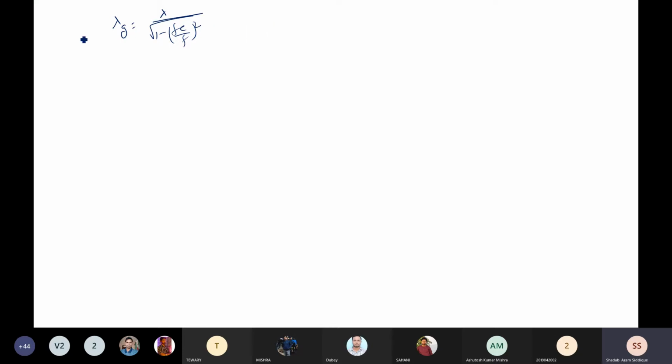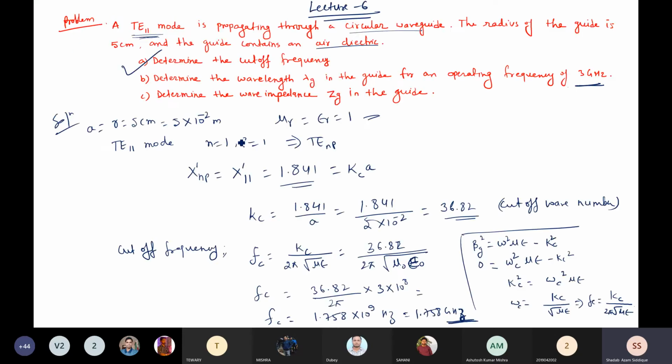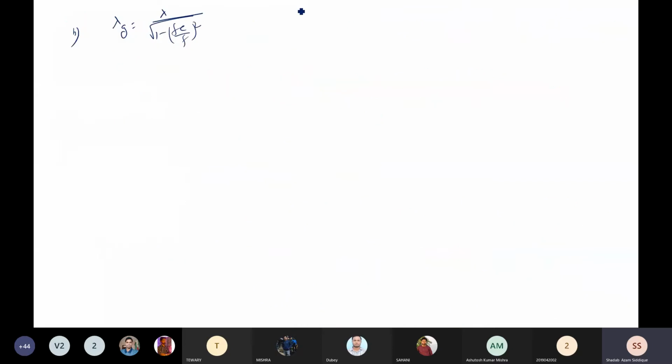Or another way, if you want to find one more way, lambda g can be written as 2 pi by beta g. This is also one of the ways it can be found out. Lambda g is equal to 2 pi by beta g. Or lambda is equal to 2 pi by beta. You know this formula, 2 pi by beta, the propagation constant. So we can have this beta g.